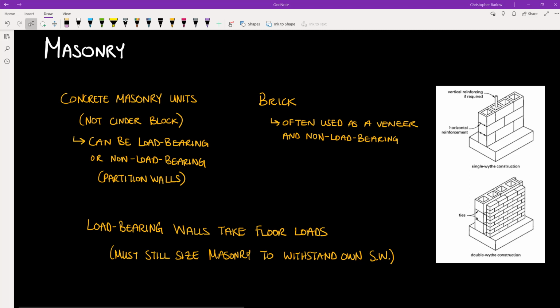Okay, final structural material, final video for this course, masonry. And it's important to note here that when we talk about masonry, we're primarily talking about walls.